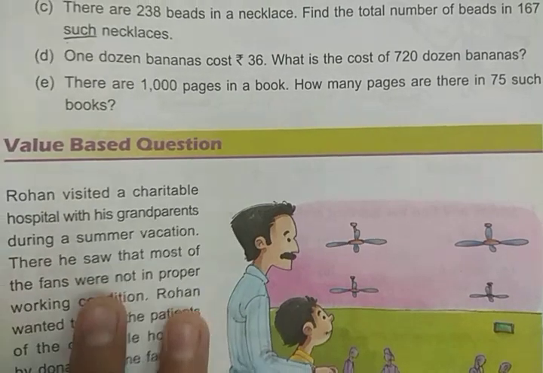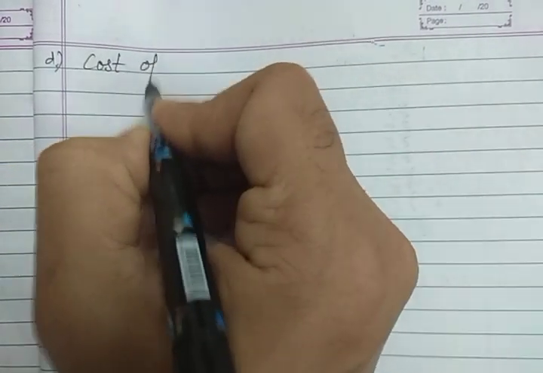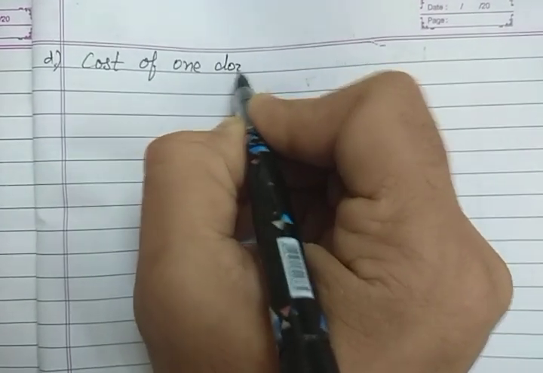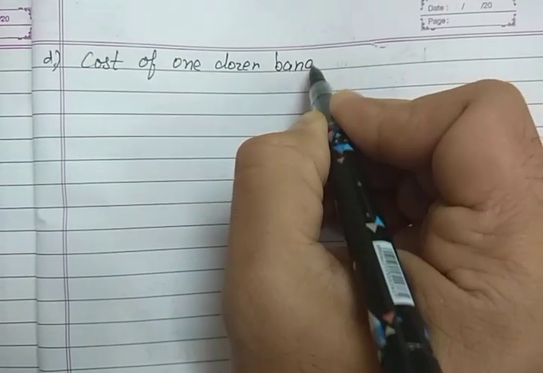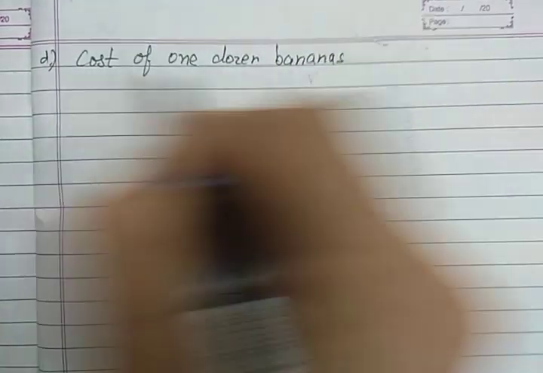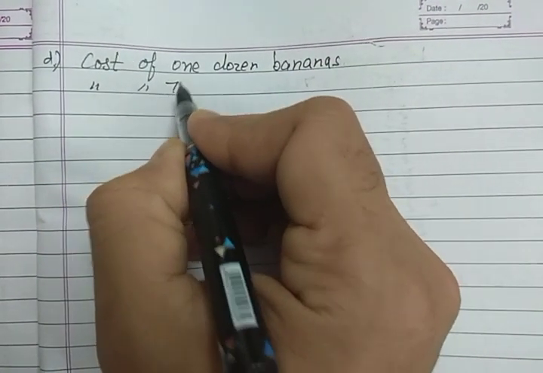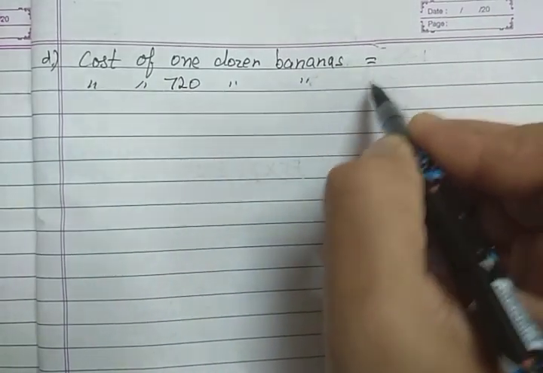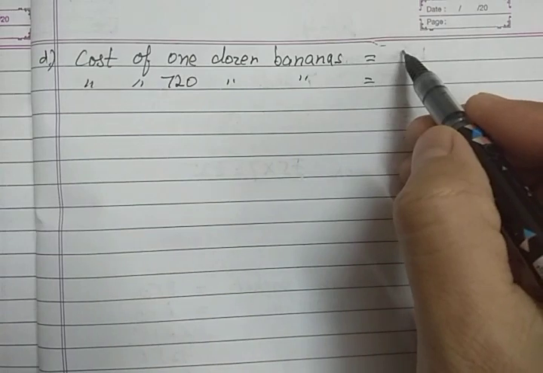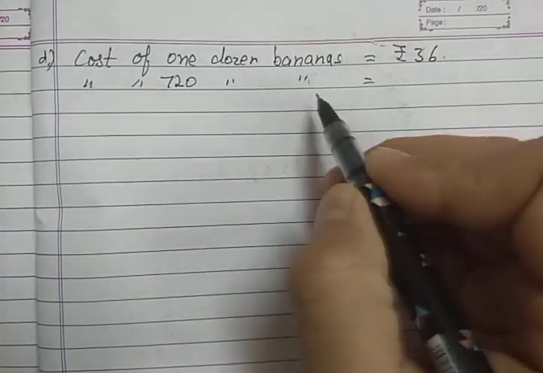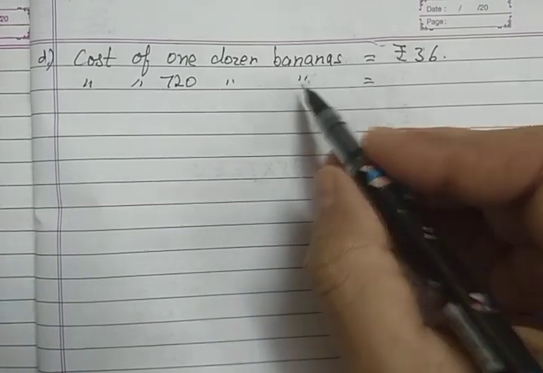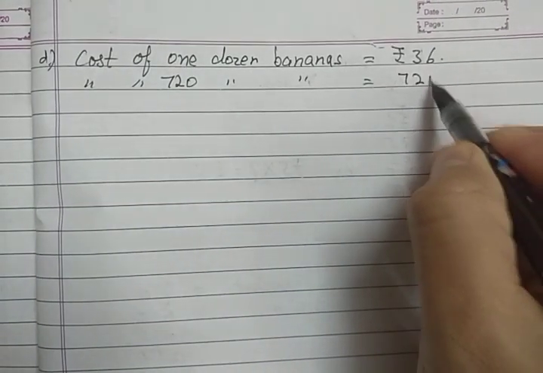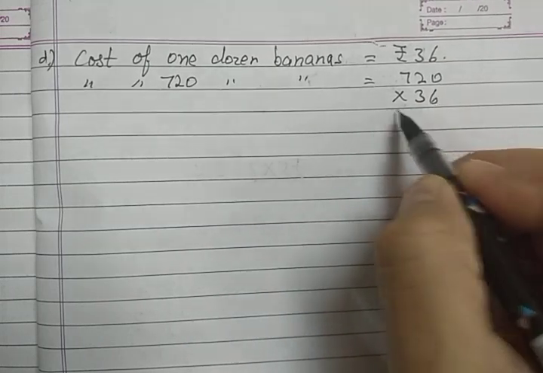So D part, here we will write the statement. What is given is cost of 1 dozen bananas. And we have to find out the cost of 720 dozen bananas. So cost of 1 dozen banana is rupees 36, and we have to find out the cost of 720 dozen bananas. So we will multiply it. 720 multiplied by 36 rupees.